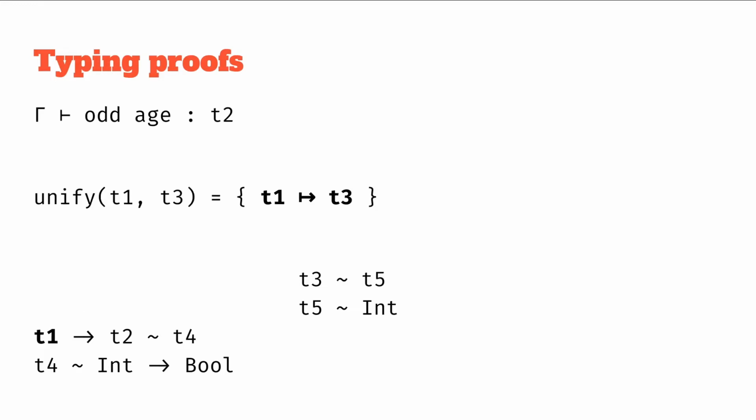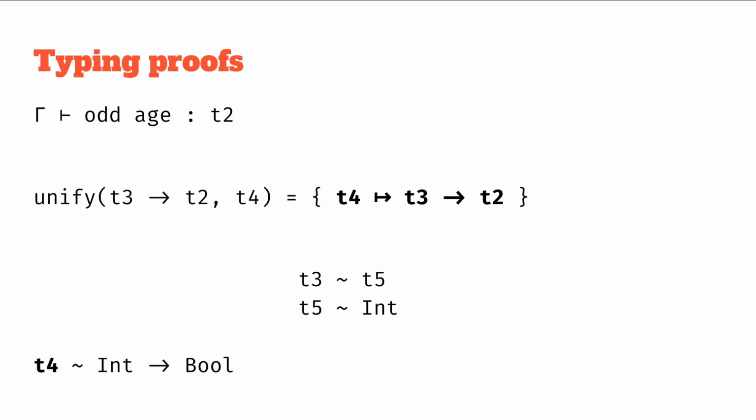In this case, we're unifying t1 and t3. We get the substitution t1 maps to t3. And then we can see, well, there's one t1 here. We can map that to t3, and then we're done unifying those two. Let's look at the next one. In this case, we're unifying t3 to t2, should unify with t4. And what can we get? Well, we can get that t4 should map to t3 to t2.